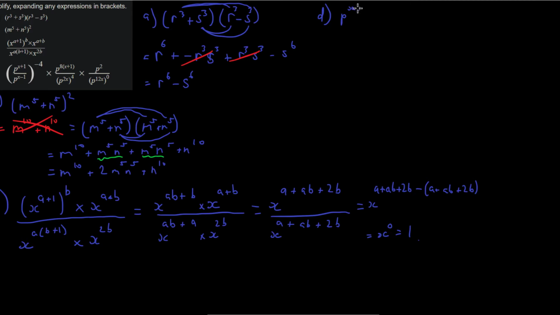We've got p to the power of x plus 1 over p to the power of x minus 1. That is to the power of negative 4. That's being multiplied by p to the power of 8, open bracket, x plus 1, over p to the power of 2x, and that's in brackets, to the power of 4, multiplied by p squared, all over p to the power of 12, x to the power of 0.